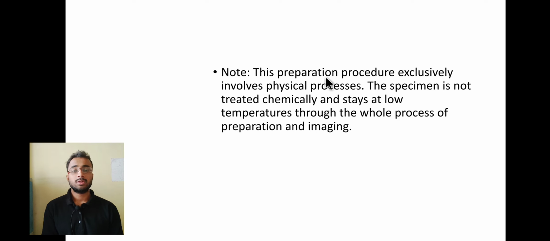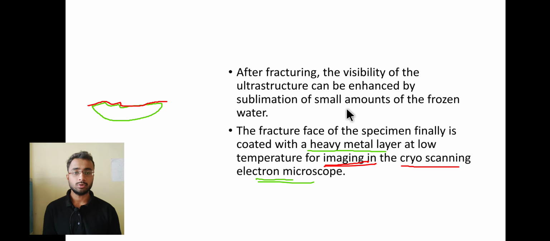This preparation procedure exclusively involves physical processes. The specimen is not treated chemically and stays at a low temperature through the whole process. In this SEM we do not usually use any chemicals. All processes are performed at the physical level, like drying, then dehydration, critical point drying. All of this is performed with the help of physical processes, so we do not normally use any chemicals. So this is the sample preparation for scanning electron microscope.